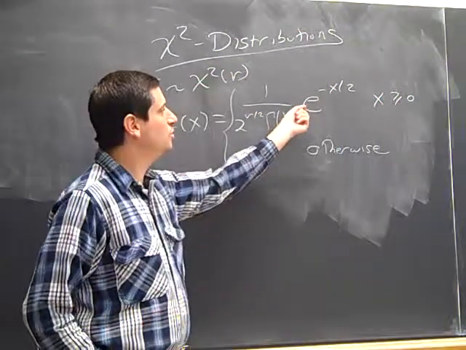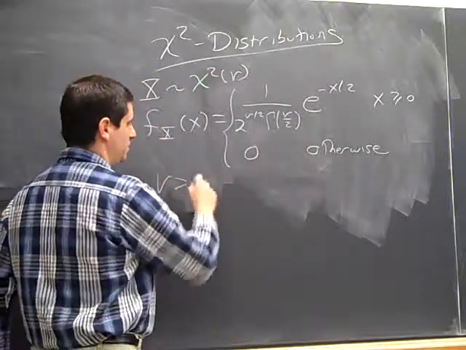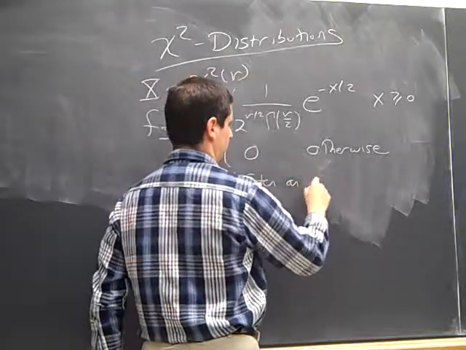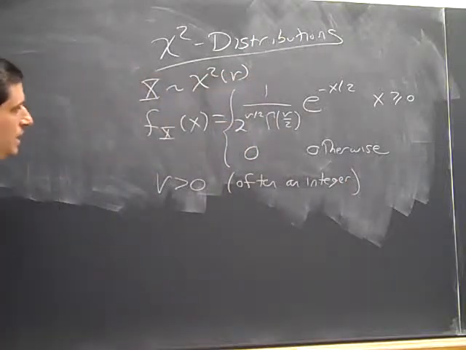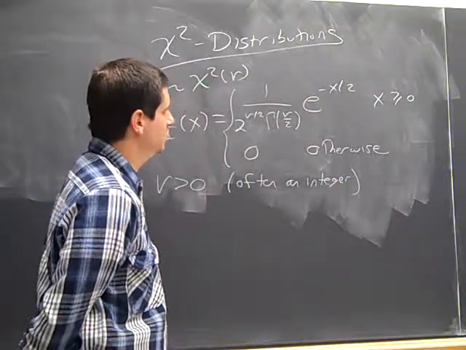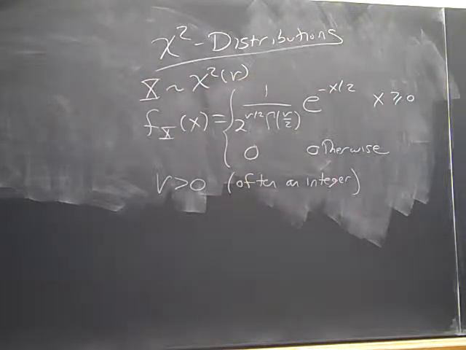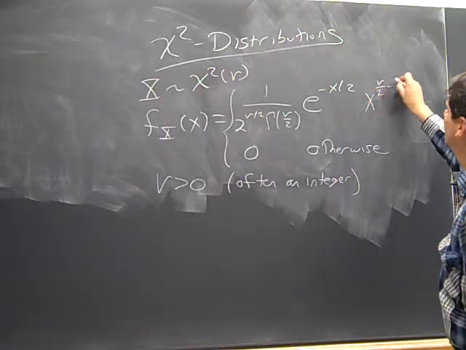And related to that, what nus are fine? So we'll have nu greater than 0, often an integer. If nu is negative, there will be issues. Oh, wait a minute. Something is clearly missing. The x. Yeah, I just realized I dropped the x to the nu halves minus 1.